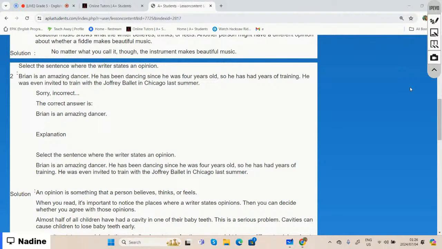So once again, we're going to read the text that says Brian is an amazing dancer. He has been dancing since he was 4 years old. So he has had years of training. He was even invited to train with the Joffrey Ballet in Chicago last summer. We need to identify or select the sentence where the writer states an opinion within that text.